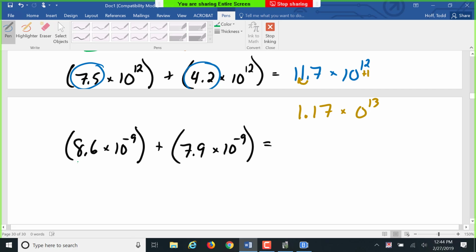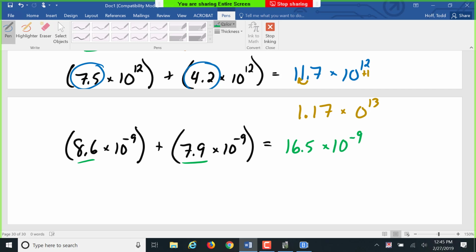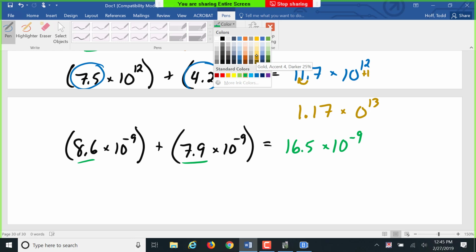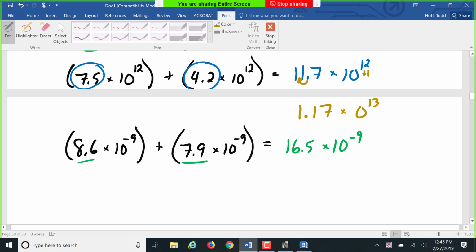So we combine the counts. What is 8.6 plus 7.9? 16.5. Very good. Times? Yep, 10 to the negative 9th. What has to be adjusted there? Or what is it going to become?